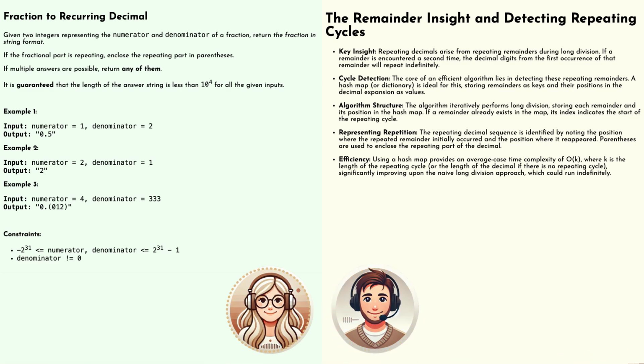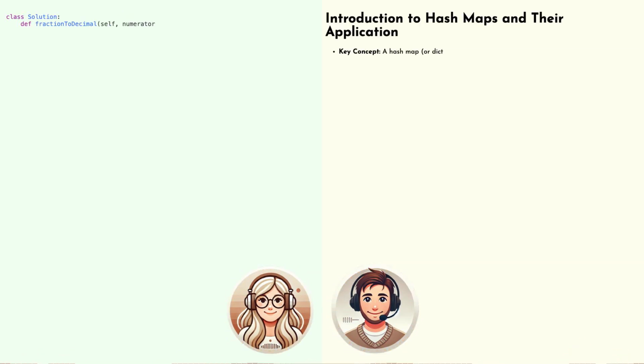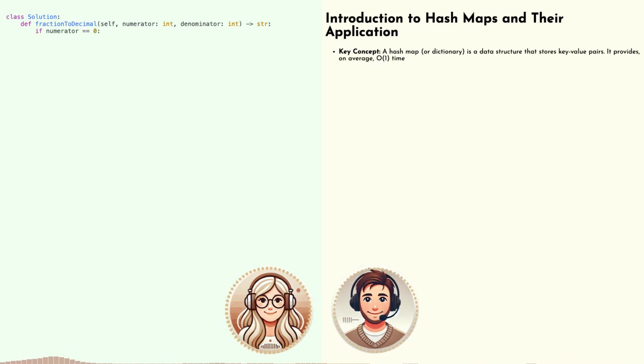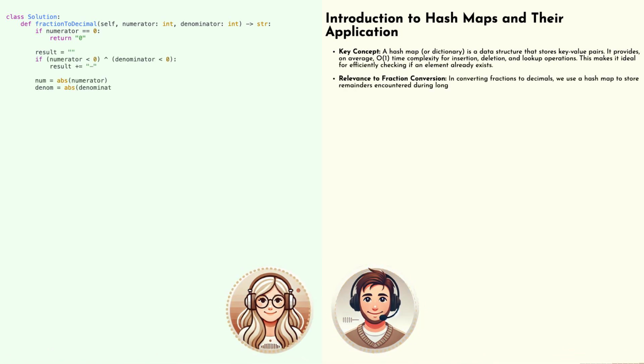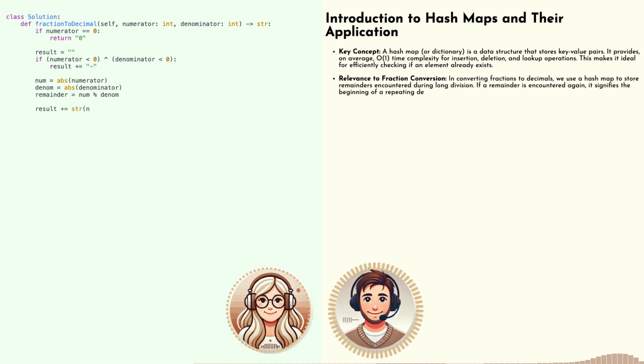That makes sense. But how do we keep track of the remainders we've already seen in a way that allows us to quickly check for those repetitions? I can't imagine manually writing down each remainder as we go. That wouldn't be very efficient. Not at all. That's where a really cool data structure comes in. It's called a hash map or a dictionary, depending on which programming language you're using. I've heard of hash maps, but remind me what they are and why they're so useful in this situation.